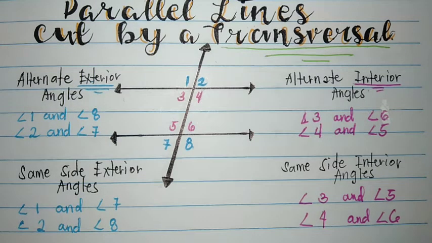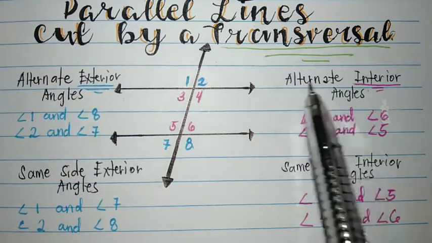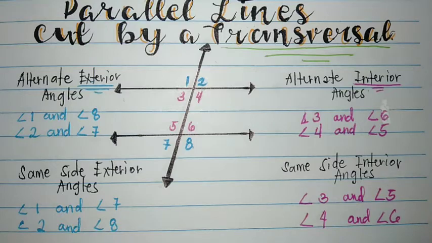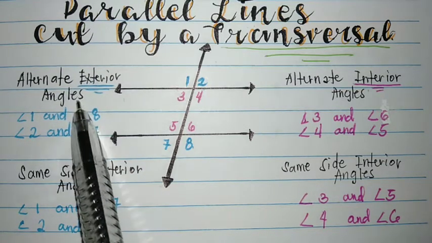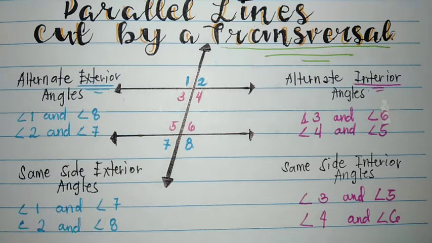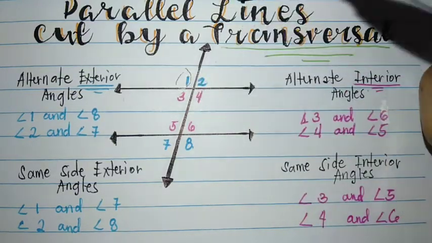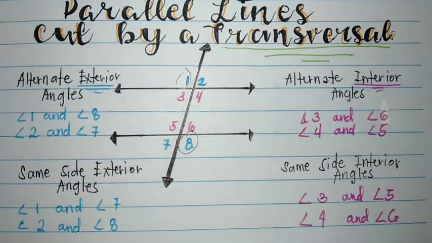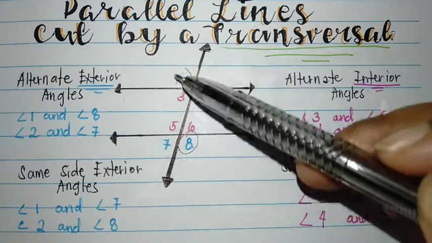I-discuss naman natin yung all about the alternate exterior angles and alternate interior angles. Alternate exterior angles are two angles that lie outside parallel lines on opposite sides of the transversal. Opposite sides from the word itself, alternate. So, we have here angle 1 and angle 8. They are alternate exterior angles, opposite sides of the transversal.